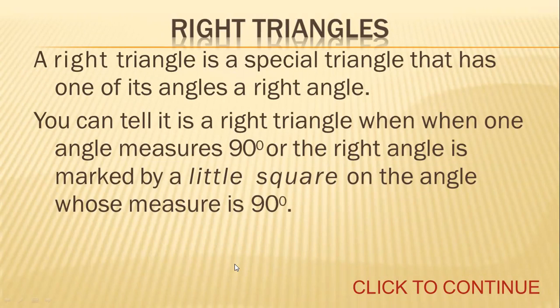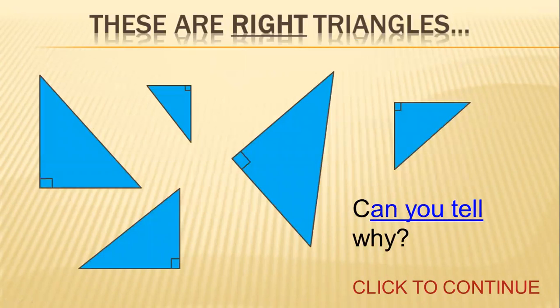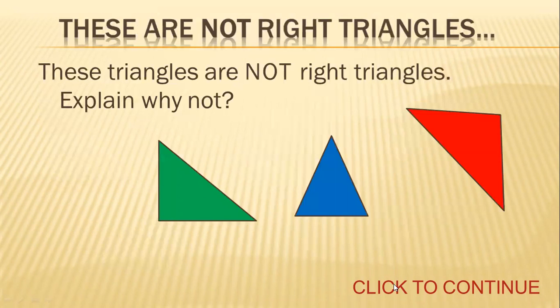Please read this one. Right triangles. A right triangle is a special triangle that has one of its angles a right angle. You can tell it's a right angle when one angle measures 90 degrees, or the right angle is marked by a little square on the angle whose measure is 90 degrees. Good. It's self-explanatory. Okay, look at this. These are right triangles. Can you tell why? Because the square marking on the triangle indicates a 90-degree angle, so it makes it a right triangle. Yes, it's a good reason.